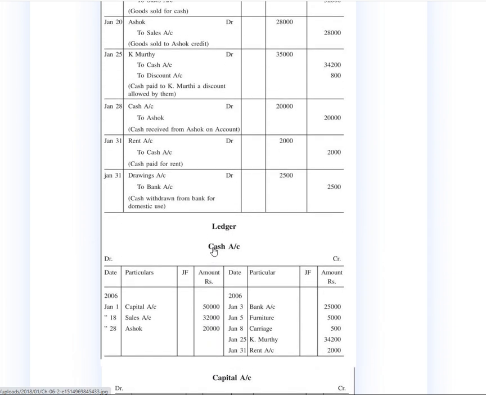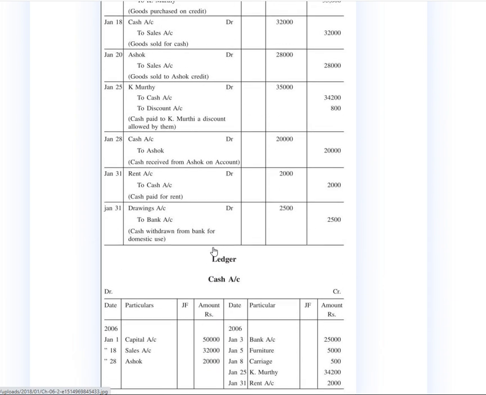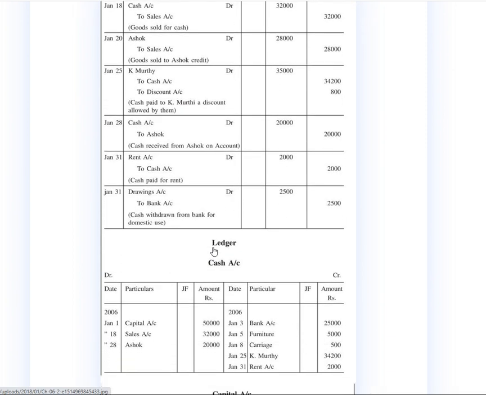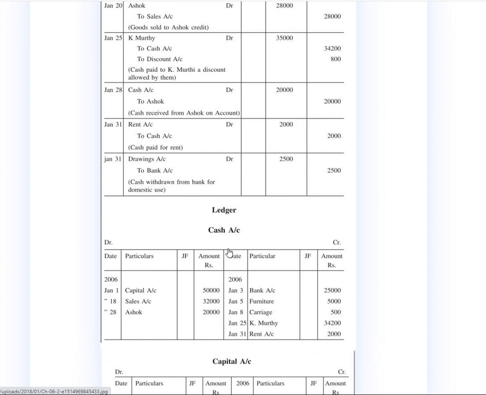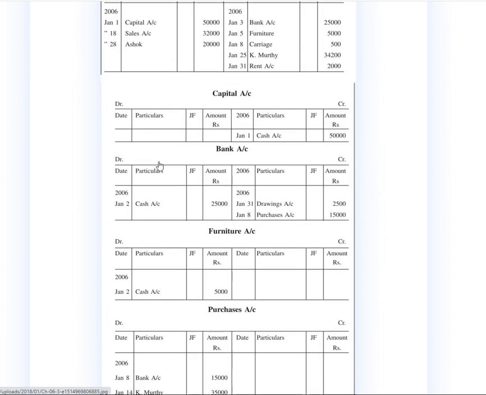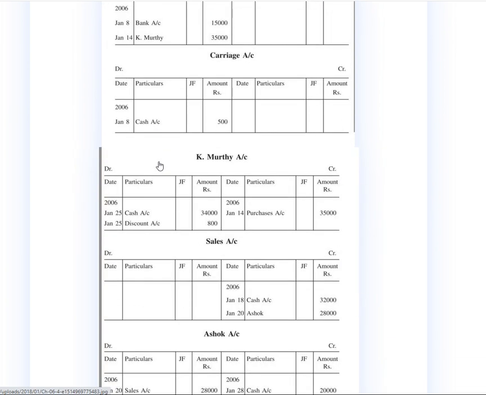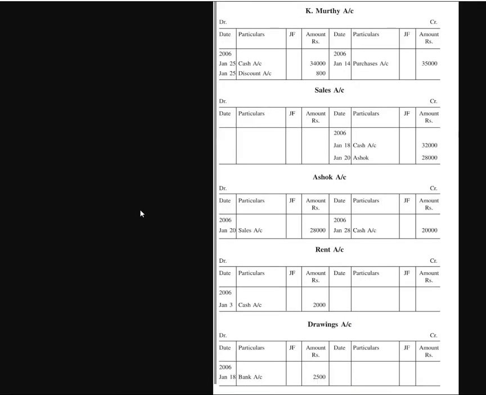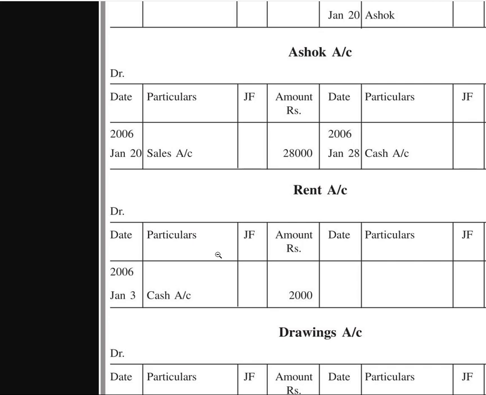Okay, next is, where did we stop? I think Ashok is done, K Murthy is done. Rent account debtor to cash account. Obviously we have a cash ledger here. We have to prepare a rent account. No, we don't have a rent account, so we have to prepare a rent account here. Rent account debtor to cash account. We have prepared it.